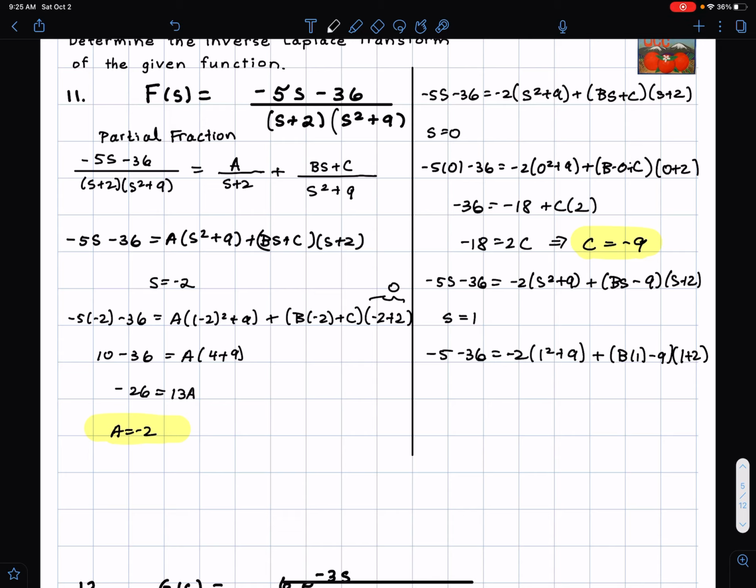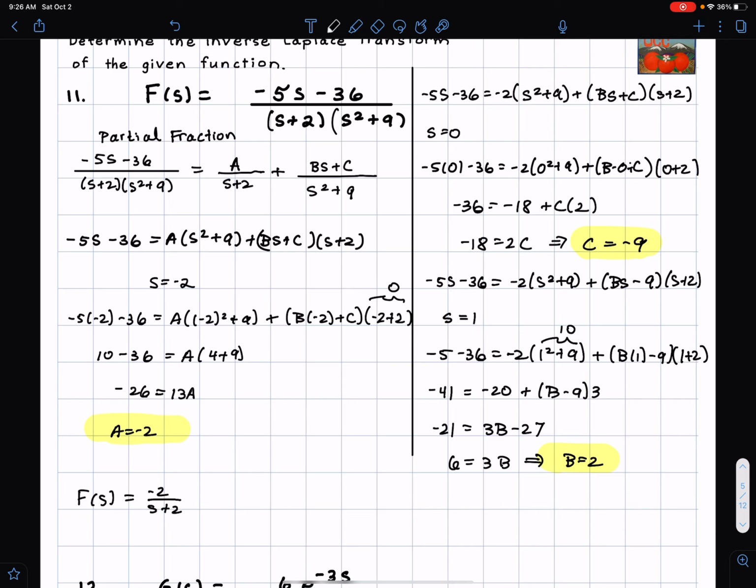Maybe someone else will put in negative 1 or 3 or whatever might do the job. This is 10, so this is going to make negative 20 plus (B minus 9) times 3. So this will make negative 41 equal 3B minus 27. So that's going to give negative 14 equals 3B... and it's a bit of work, right? It definitely is. So therefore F of s is equal to A, which is negative 2 over s plus 2, plus (Bs plus C) over s squared plus 9, and Bs plus C is 2s minus 9.